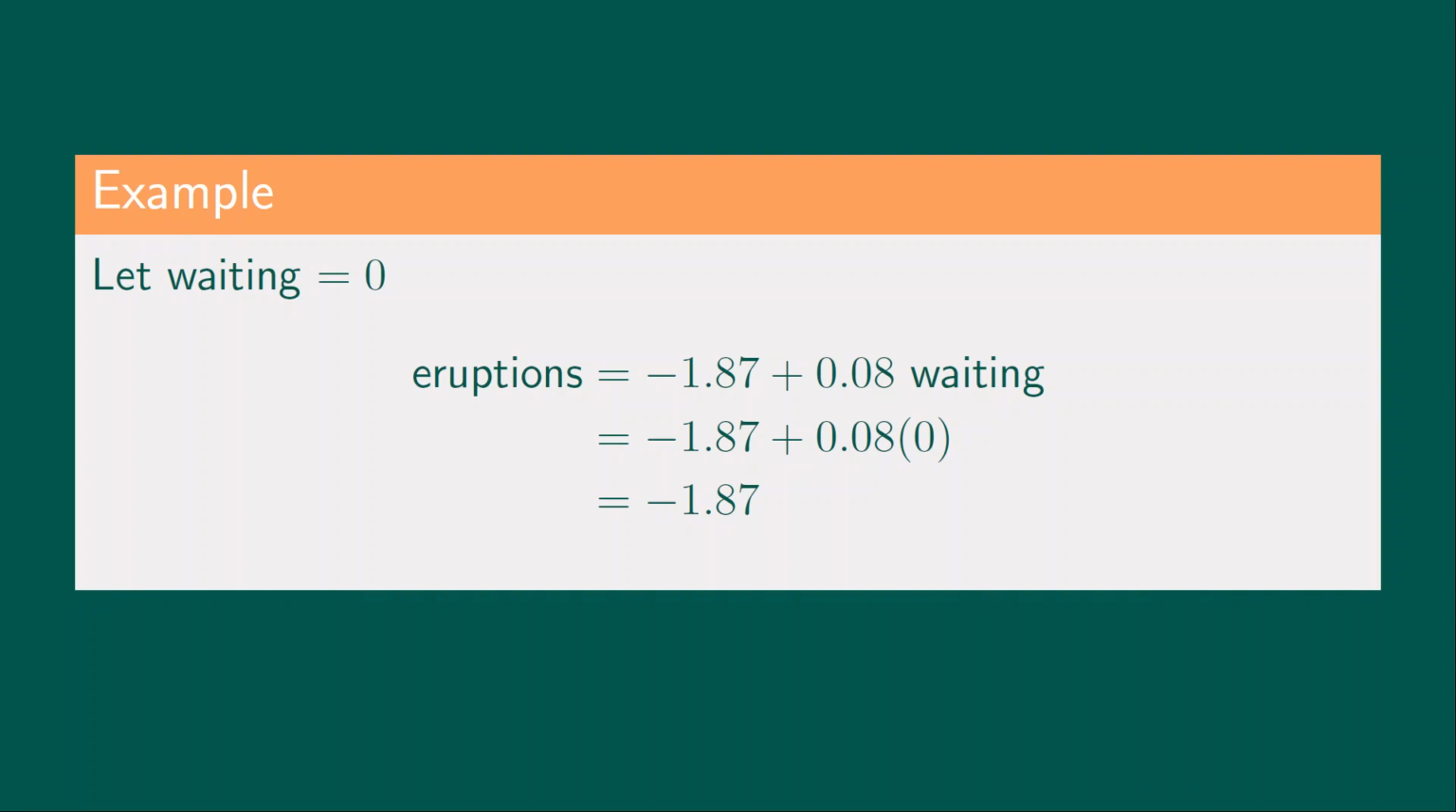In addition, to interpret the intercept, which is equal to negative 1.87, we consider that the waiting variable is 0. This gives us an eruption duration of negative 1.87 minutes, which means that if the waiting time is 0, the duration of the eruption is negative 1.87 minutes. This does not make sense at all. There is no such thing as a negative time. Take note that while intercepts are important in the model, this tells us that not all intercepts are worthy of interpretation, such as this. We leave it as it is and move on to the next part of the interpretation.